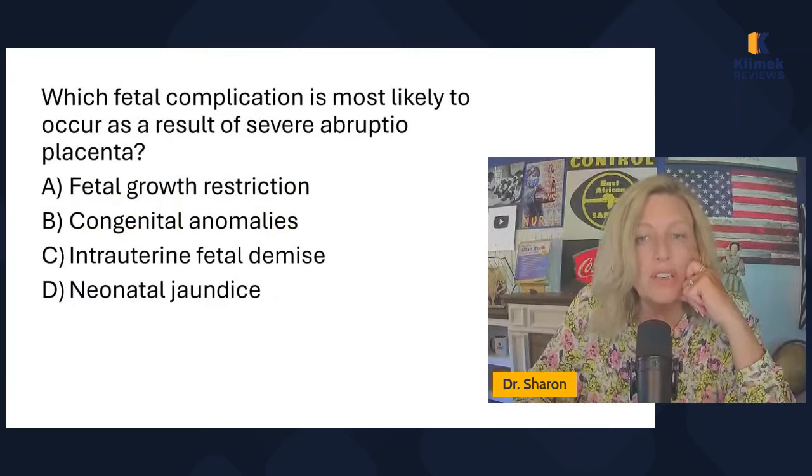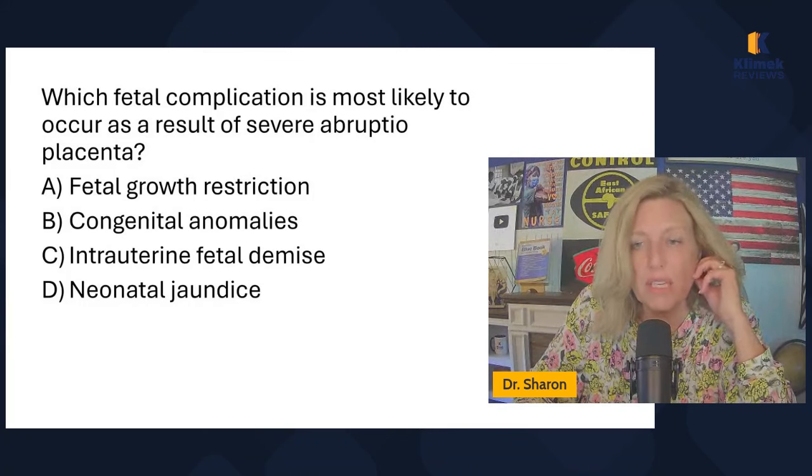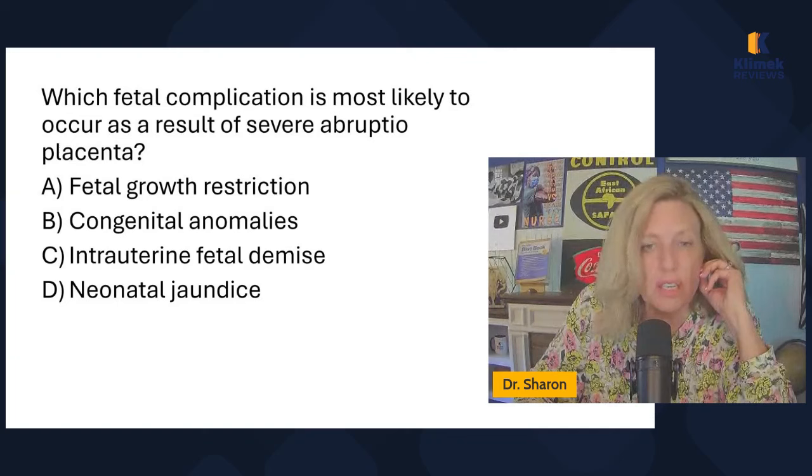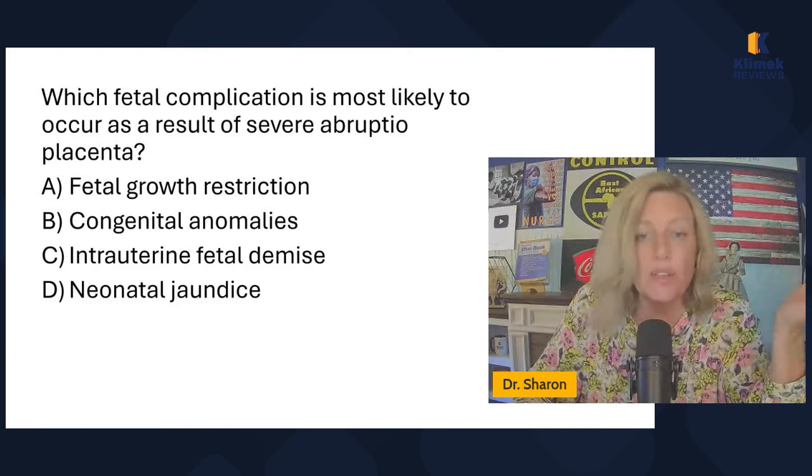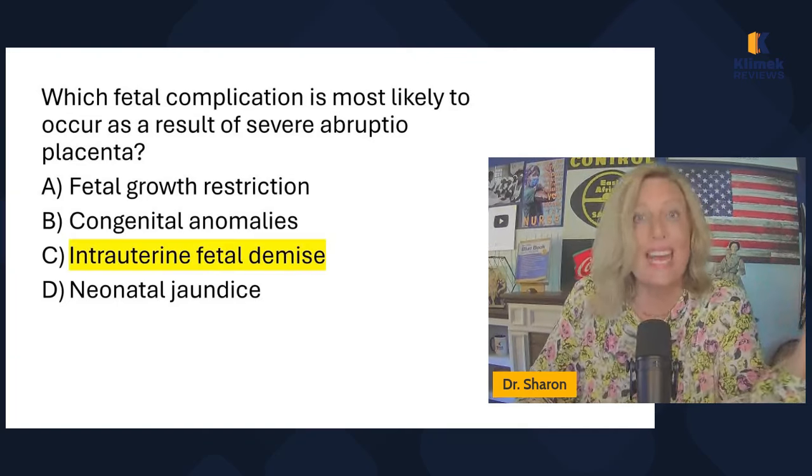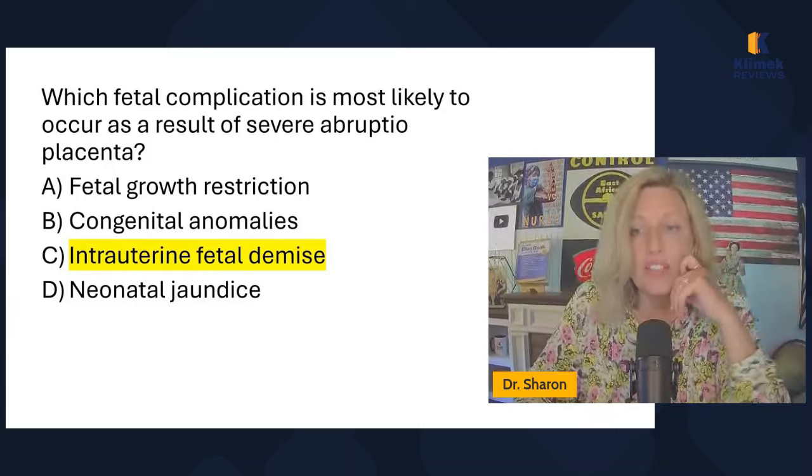Which fetal complication is most likely to occur as a result of severe abruptio placenta? Fetal growth restriction, congenital anomalies, intrauterine fetal demise, or neonatal jaundice? Well, I just told you the answer in like the last two questions. Okay.